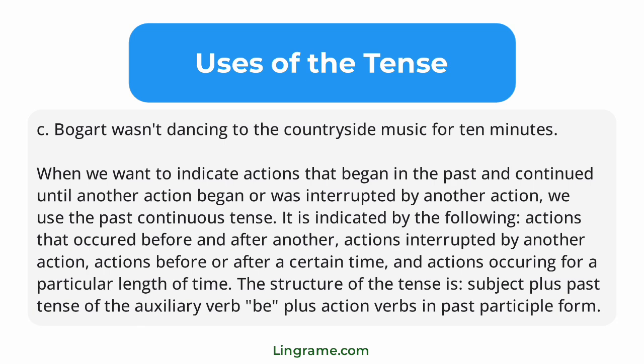When we want to indicate actions that began in the past, and continued until another action began, or was interrupted by another action, we use the past continuous tense. It is indicated by the following: actions that occurred before and after another, actions interrupted by another action, actions before or after a certain time, and actions occurring for a particular length of time.